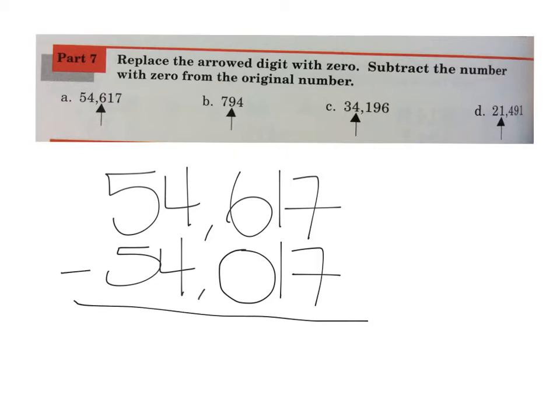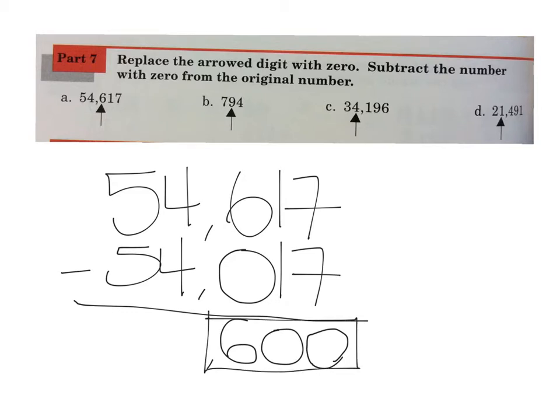So I'm going to do 7 minus 7 is 0. I have 1 minus 1 is 0. Here I've got 6 minus 0 is 6. I have 4 minus 4 is 0. And I have 5 minus 5 is 0. So if I'm asking what is that digit worth that has the arrow, what the 6 is in that place, I know that it's worth 600.